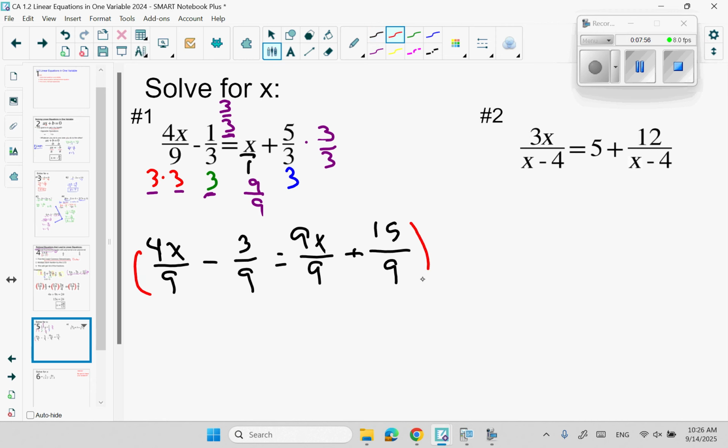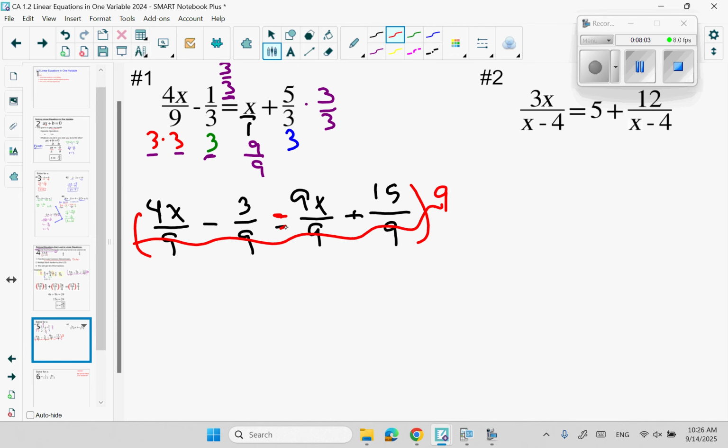I can now multiply everything by 9 to cross out the denominators. I can do this because I'm multiplying both sides of the equal sign by the same value. So you get 4x minus 3 equals 9x plus 15. And then from there, it's just like a problem a couple steps ago. Get all my x's to one side, get everything else away from it. So minus 4x, minus 4x, minus 15, minus 15.